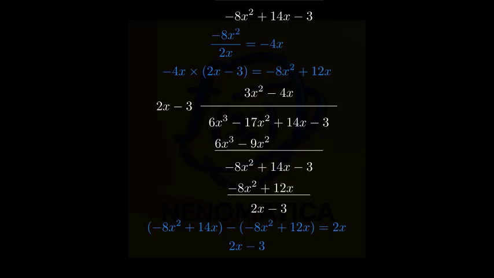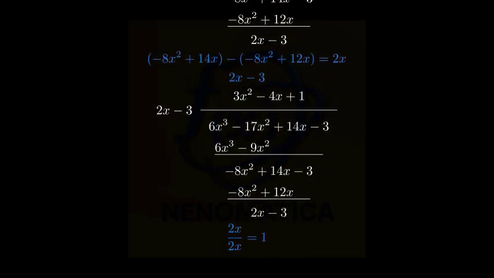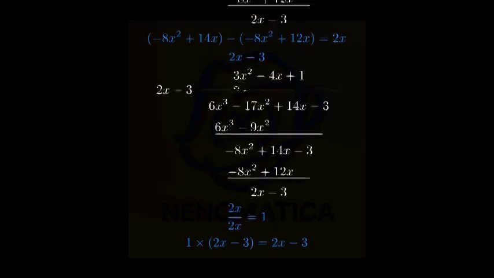This gives us 1, which we add to our quotient. Step 8. Again, we multiply the divisor by this new term. 1 times 2x minus 3 gives us 2x minus 3. Step 9. Finally, we subtract. 2x minus 3 minus 2x plus 3 gives us 0.